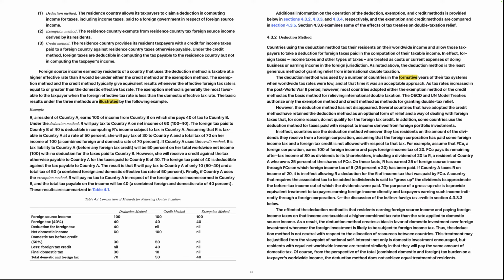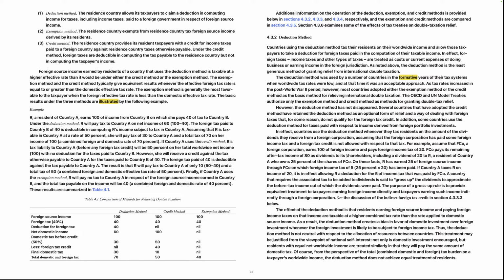The deduction method was used by a number of countries in the formative years of their tax system when worldwide tax rates were low, and at that time it was an acceptable approach. As tax rates increased in the post World War II period, however, most countries adopted either the exemption method or the credit method as methods for granting double taxation relief.